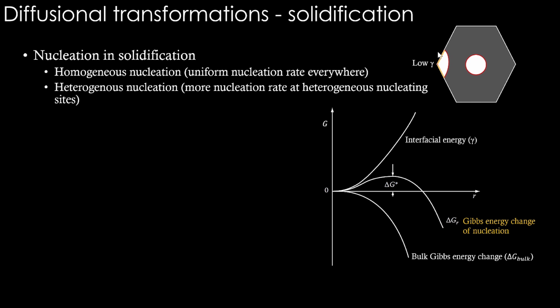Therefore, there is a preference for nuclei to form in these sites, and let's say the walls of the container where the liquid is kept. If it is a solid-solid nucleation, the grain boundaries become nucleating sites. So they are called heterogeneous nucleating sites. Definitely, the probability of finding nuclei is more at the heterogeneous nucleating sites. So that is heterogeneous nucleation.